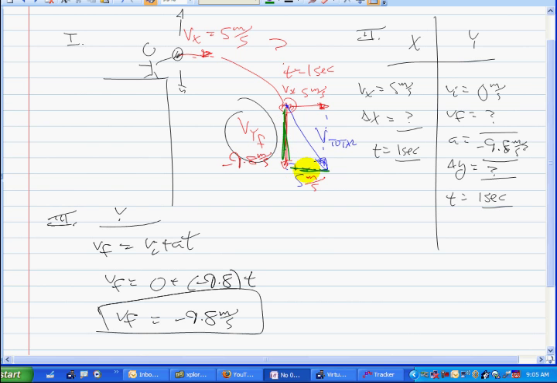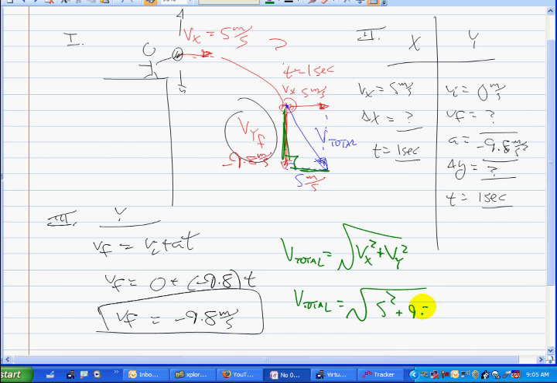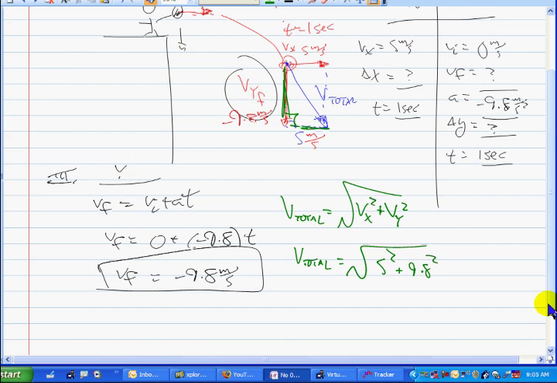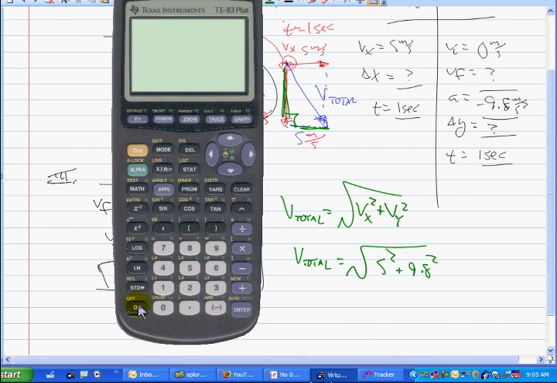Okay? If this is the y component, negative 9.8 right here, and I know the x component is 5, I can get my total speed, my v total, because that's a right triangle, right? This is a right angle. A squared plus b squared is c squared. In other words, the total speed is the square root of the x speed squared plus the y speed squared, right? The Pythagorean theorem. So if I just simply take the square root of my x speed, which is 5 squared, plus my y speed, 9.8 squared, I don't really need to worry about the negatives because it's the square root value of a squared. I'll get my final speed, okay?